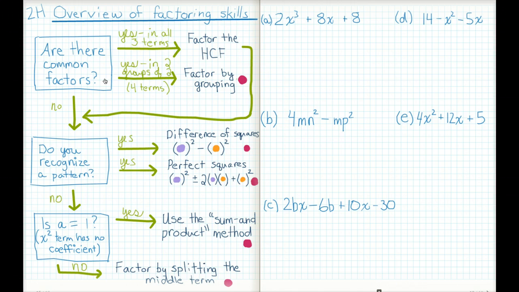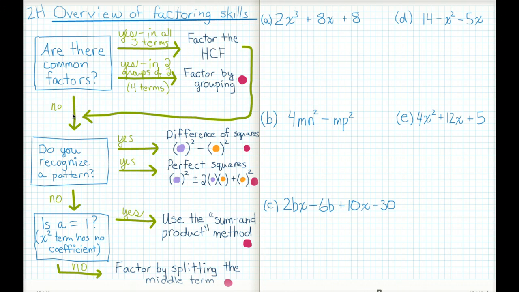There is one other exception to that. If there are four terms, and there are common factors in pairs, so two of the terms have common factors and the other two terms have common factors, then you might be able to use the factor by grouping method, the factoring we did on a four-term expression. Once you do that, you stop. So the pink circle here means that you're done. Once you've done that, you're finished with the factoring.